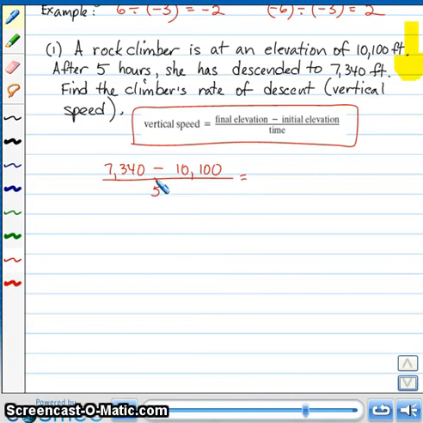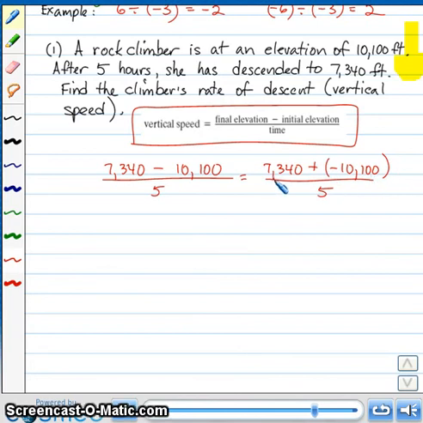Well, recall that you're subtracting numbers, but a subtraction problem can always be turned into an addition problem by adding opposites. So in other words, 7,340, rather than subtracting 10,100, I'm going to add the opposite. I'm going to add negative 10,100, and then divide that by 5.